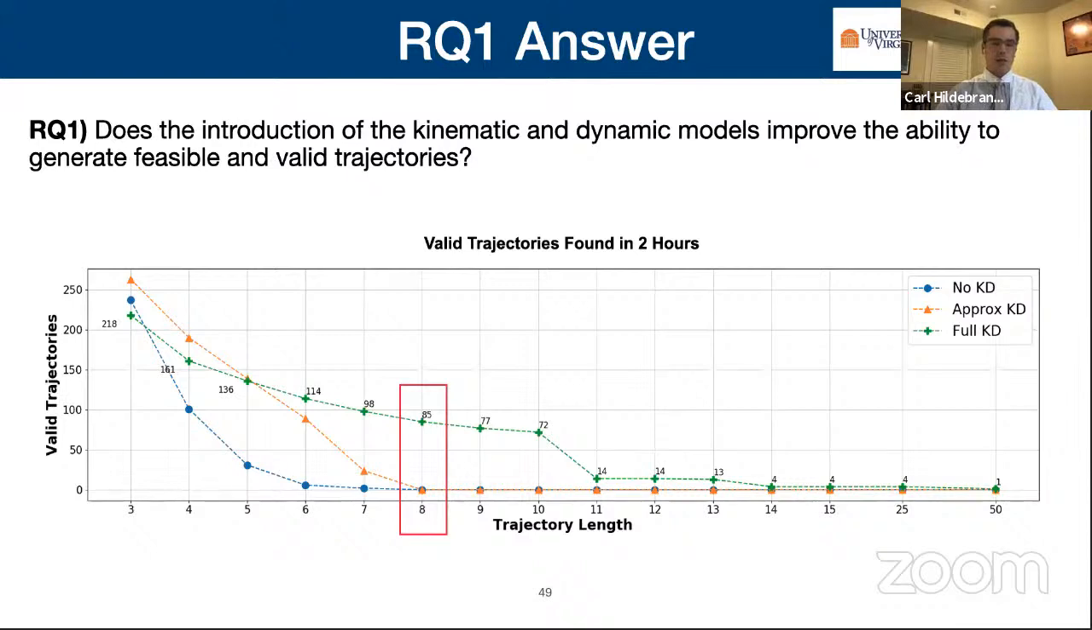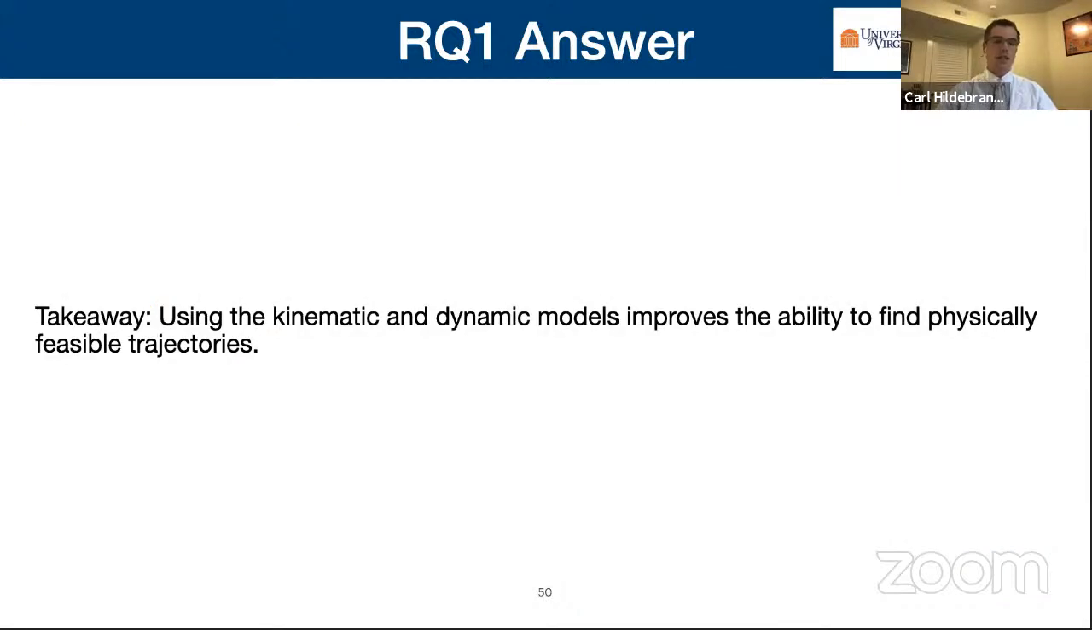We continued our experiments up to trajectories of length 50 and found that our technique was still able to find a single physically valid trajectory in this given time. Thus, our takeaway was that using the kinematic and dynamic model improves the ability to find these physically feasible trajectories.